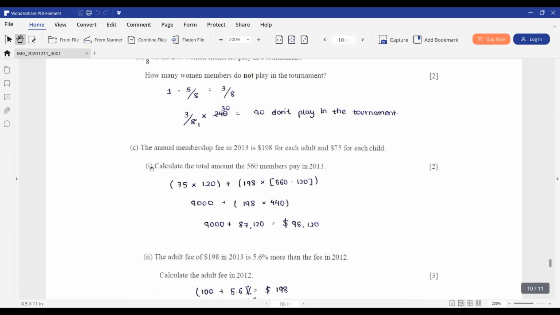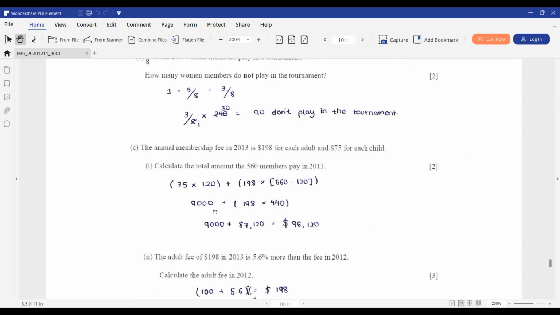The annual membership fee in 2013 is $198 for each adult and $75 for each child. Part 1: Calculate the total amount the 560 members pay in 2013. So the number of children is 120. You take 75 multiplied by 120. The number of adults is basically the remaining members. So the remaining members are 560 minus 120, which is 440. So we're going to take 198 multiplied by 440.